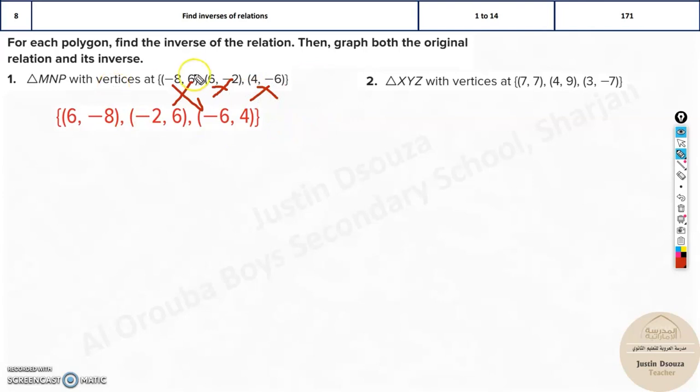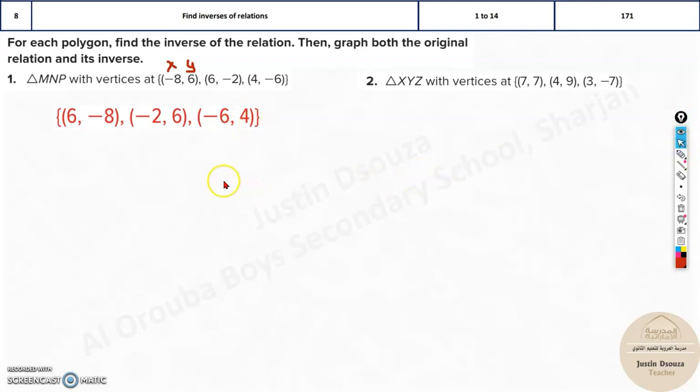Those are the inverse relation for this. So for this polygon, we need to find the inverse relationship and then graph both the original and the inverse. Now, in the first coordinate, it was minus 8, 6. This x changes to y and y changes to x. 6 and minus 8. I hope this is clear. Over here, the y is minus 2, which becomes x in the inverse, whereas the x becomes y. Same way, you can write all these 3 points.